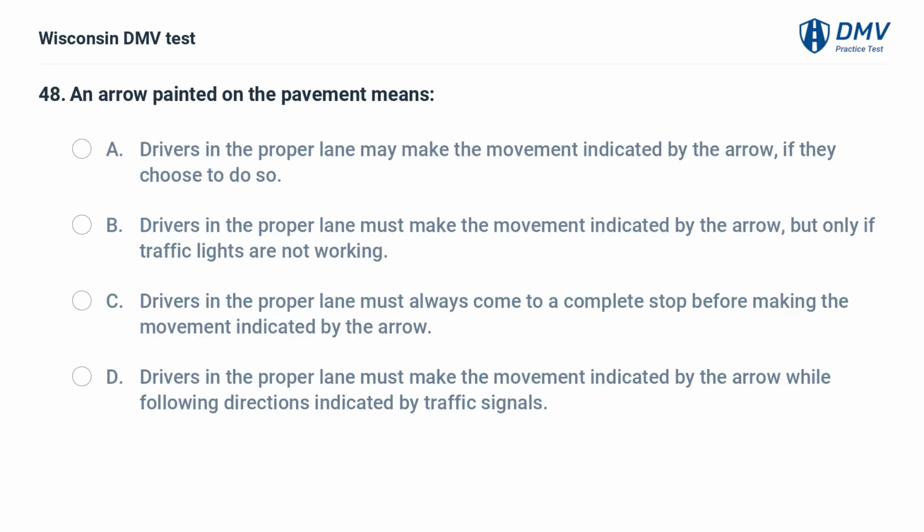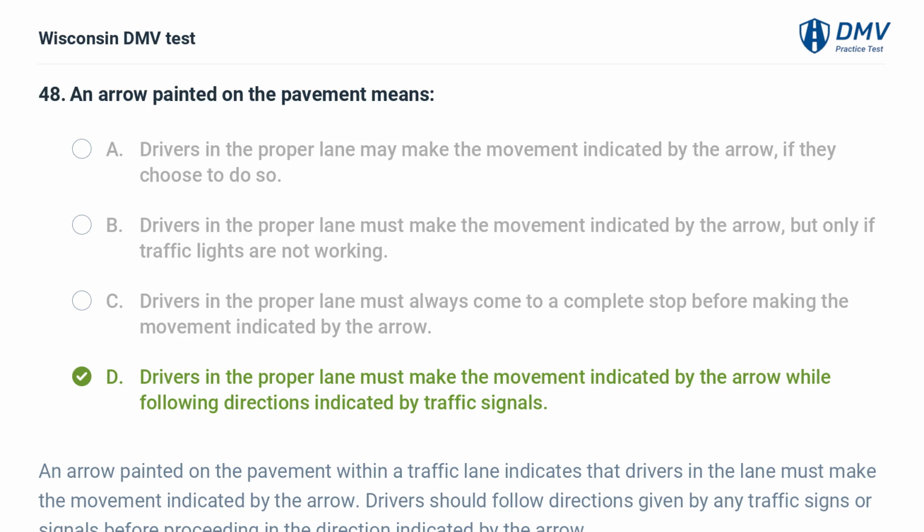An arrow painted on the pavement means A. Drivers in the proper lane may make the movement indicated by the arrow, if they choose to do so. B. Drivers in the proper lane must make the movement indicated by the arrow, but only if traffic lights are not working. C. Drivers in the proper lane must always come to a complete stop before making the movement indicated by the arrow. D. Drivers in the proper lane must make the movement indicated by the arrow while following directions indicated by traffic signals.